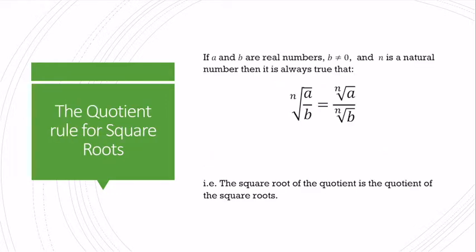Now, there's also a quotient rule for square roots, and I've done this in class and showed you that the radical does distribute over fractions, right? But now you know that it's a rule. So as long as a and b are real numbers, and b doesn't equal 0, and n is a natural number, I can take the root of a quotient, and it's the same as the quotient of the roots. But it doesn't have to be a square root. It should just say the root, right? Because I could take a cube root, I could take a fourth root, and this would still work.